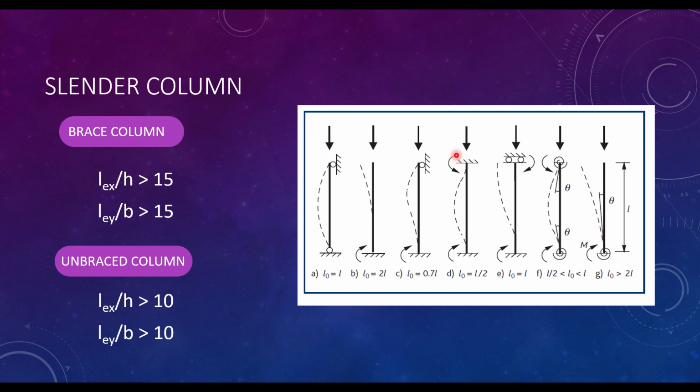The most common situation is either condition C or condition D. Most of the time, especially in reinforced concrete buildings, the columns are designed to be fixed at both the top and the bottom end. In that case, you can take your L naught to be L over 2. Or when you make the base fixed, and then at the slab region, in the case of a flat slab, you make it a pinned condition, your L naught can be taken as 0.7 L.